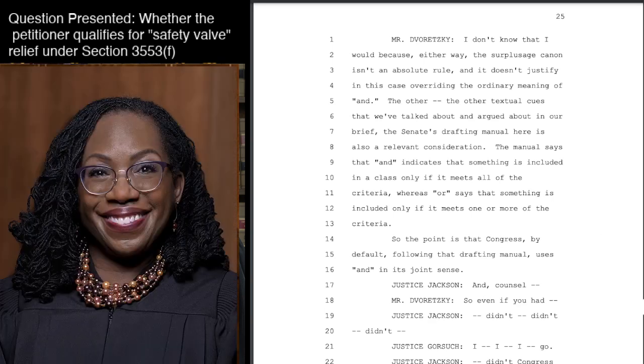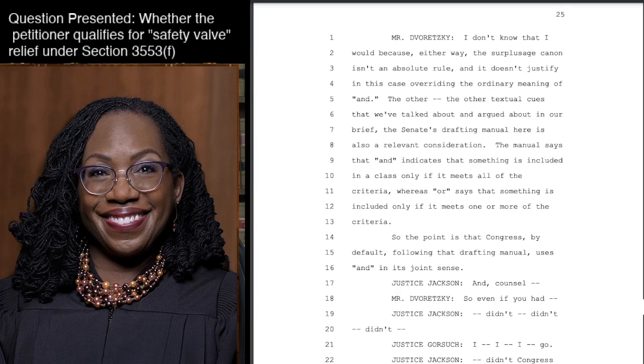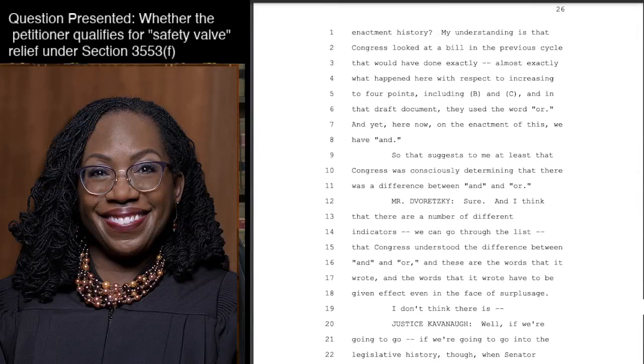And counsel, so even if you had, didn't Congress actually contemplate the difference between "and" or "or" in this very context? And by that I mean, are you familiar with the enactment history? My understanding is that Congress looked at a bill in the previous cycle that would have done almost exactly what happened here with respect to increasing to 4 points, including B and C. And in that draft document, they used the word "or." And yet here now, on the enactment of this, we have "and." So that suggests to me at least that Congress was consciously determining that there was a difference between "and" or "or."